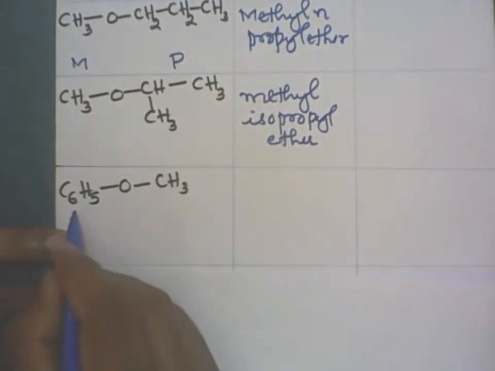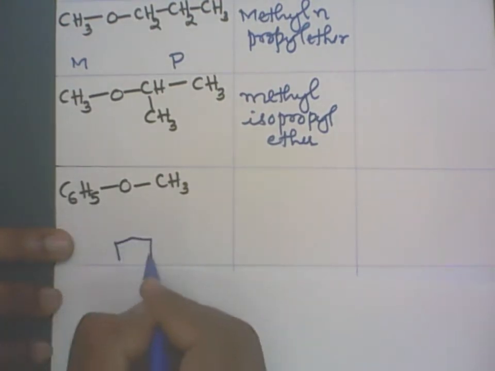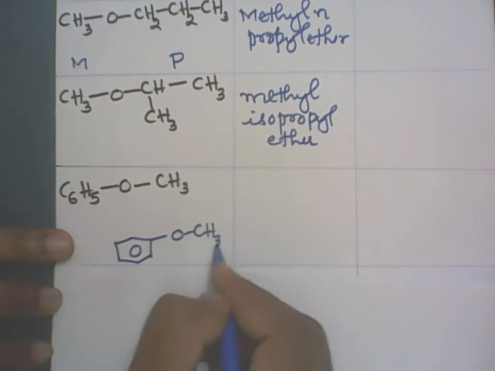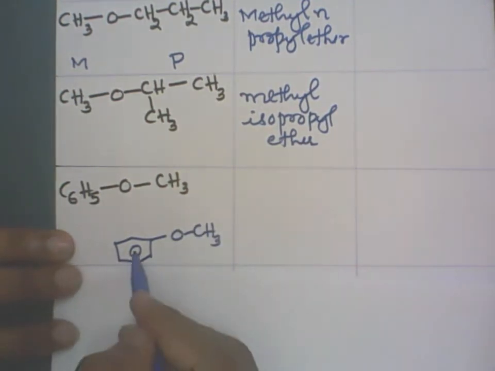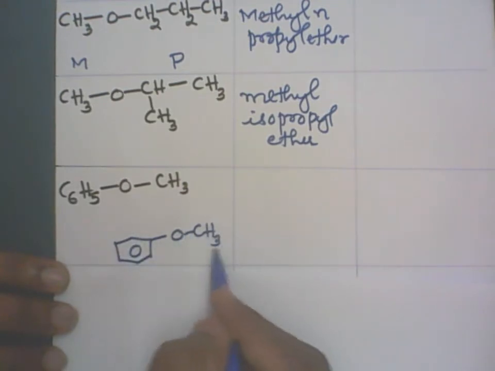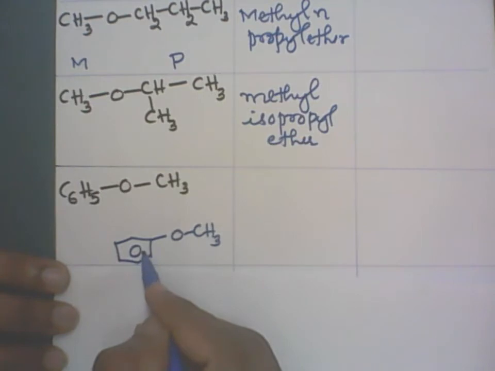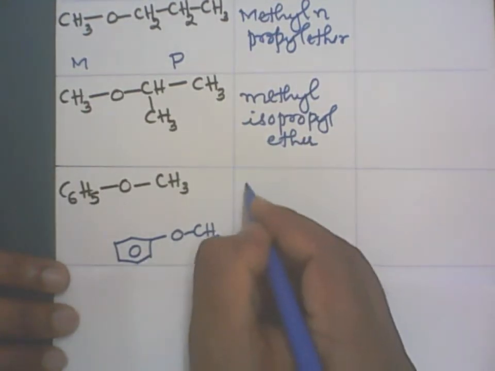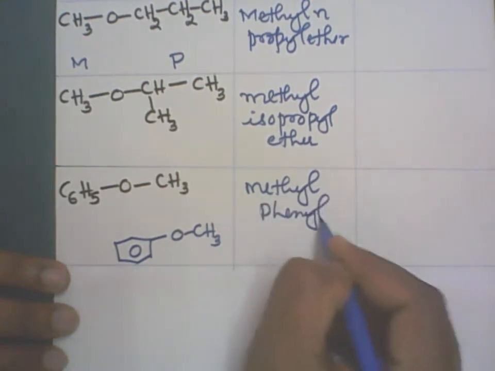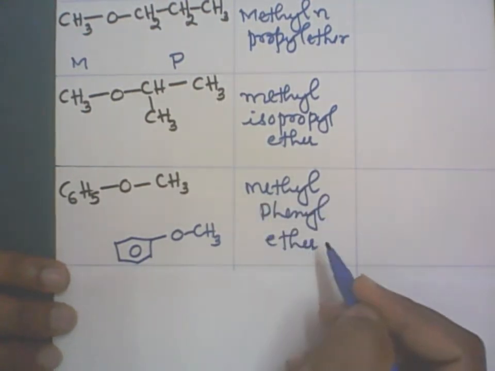Here in this case, C6H5 is nothing but the benzene. Benzene is attached to the CH3, correct? So when I say benzene, I should call it the aryl. Benzenes are called as the aryls. Phenyl. So phenyl, P comes. Methyl, M comes. So according to alphabetic order, methyl, phenyl, ether. So it is a methyl phenyl ether.